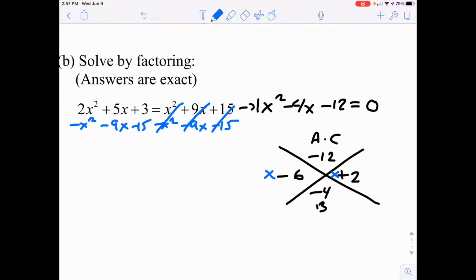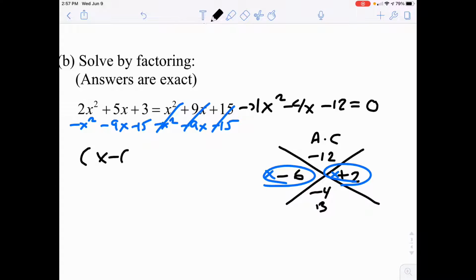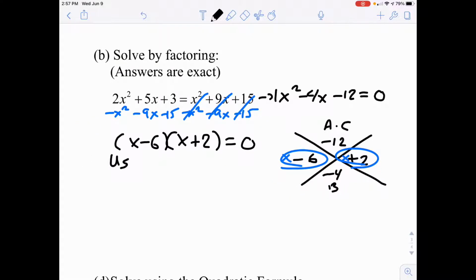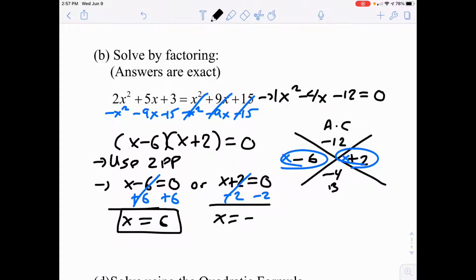I'm just going to slap on a variable in front right here, and there's my factor. x minus 6 times x plus 2 equals 0. Remember, it was originally equal to 0. Again, I'm going to use the zero product property, which means x minus 6 equals 0. That's the first factor. Or x plus 2 equals 0. And the first solution is x equals 6. The second solution is x equals negative 2.